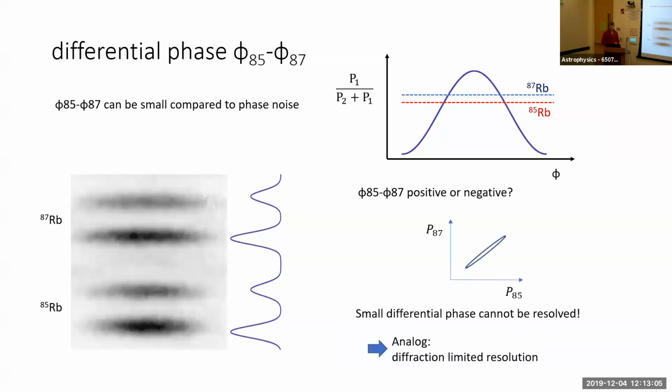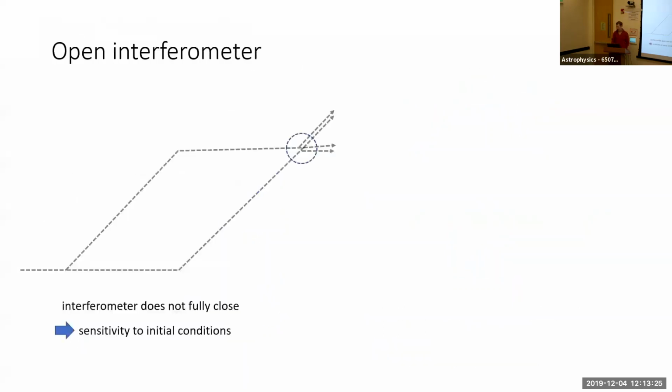Okay. So small differential phases cannot be resolved easily, and this is very analogous to the diffraction limited resolution. If you have two spots close to each other and the area is bigger than the separation, it's just hard to distinguish the photons coming from the two sources. Okay, so how do we solve this problem? So we really want to measure the small phase shifts. So what we do is we open up our interferometer. So what it means is that there are various ways to do that.